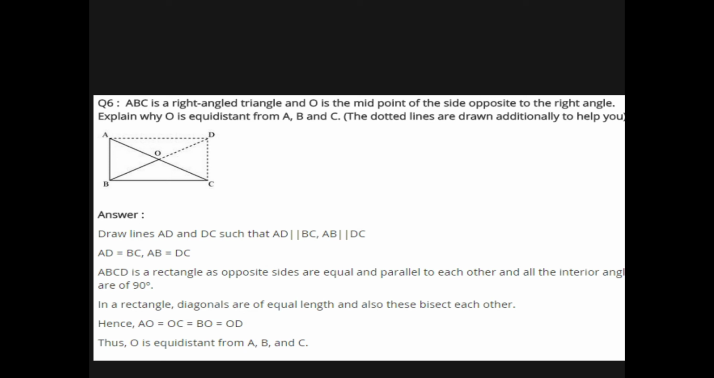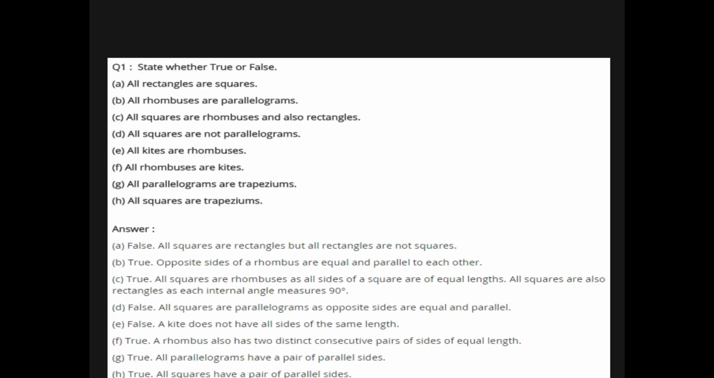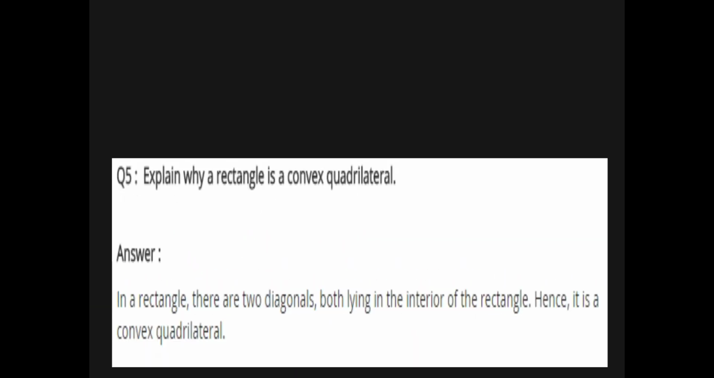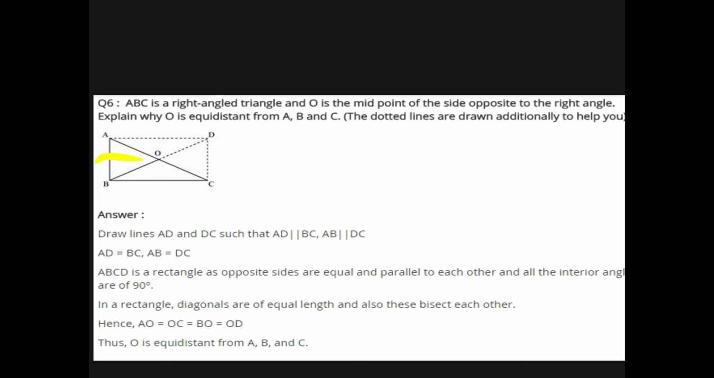So see, AD and DC are such that AB is parallel to DC. Here you can see. And the next one which is given is AD parallel to BC. Okay, so ABCD is a rectangle as opposite sides are equal and parallel to each other, and all the interior angles are of 90 degrees.